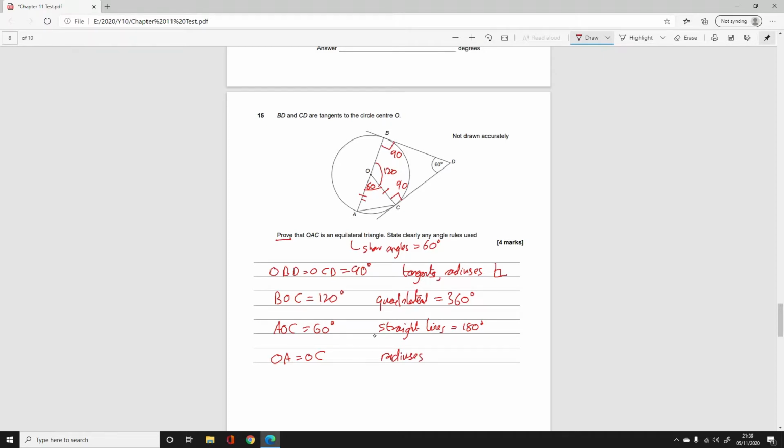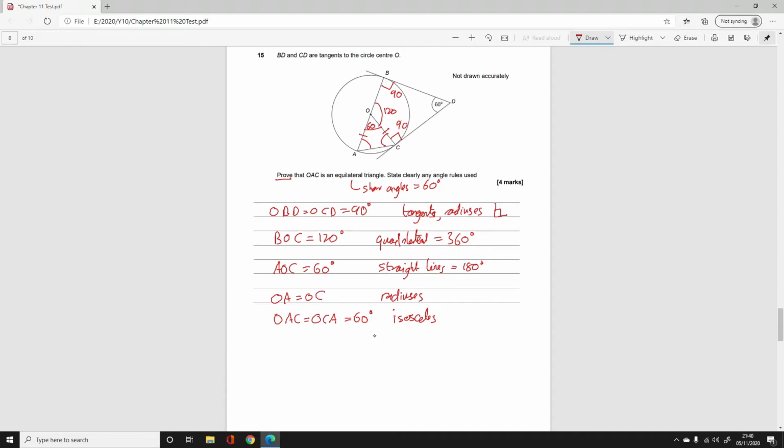And then we can also say that OA and OC are both equal to each other because they are radii. And so lastly, we can get the other two angles in that shape to be 60 as well. So therefore, OAC is equal to OCA is equal to 60 degrees, because that is an isosceles triangle. So if you took away the 60 and divided by 2, that's what would be left.